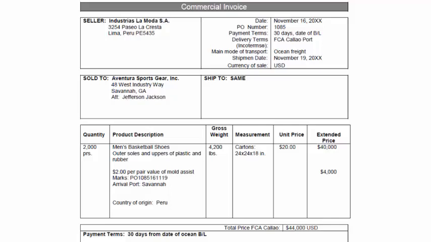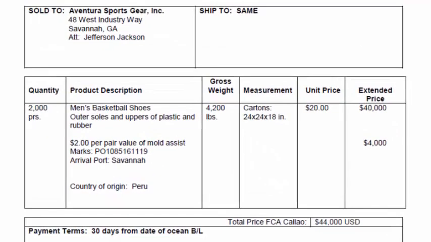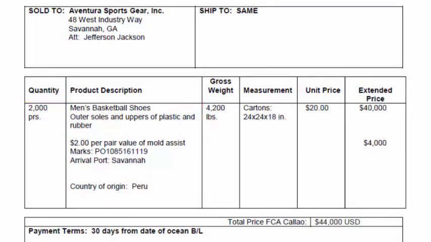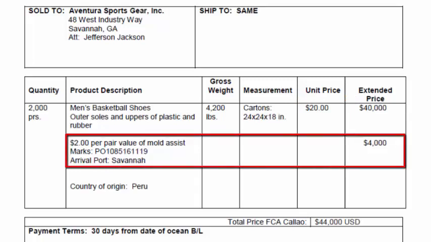Let's go down to the middle of our invoice. What do we have here? 2,000 pairs of men's basketball shoes, outer soles and uppers of plastic and rubber. That's a concise description. It's going to match what's found in the HTS-US. The gross weight, we put in pounds, no problem there. Cartons, dimensions in pounds, no problem. $20 unit price. $20 times 2,000 pairs comes out to $40,000. Here's the assist, and it has to be included in the transaction value. $2 per pair value of mold assist.